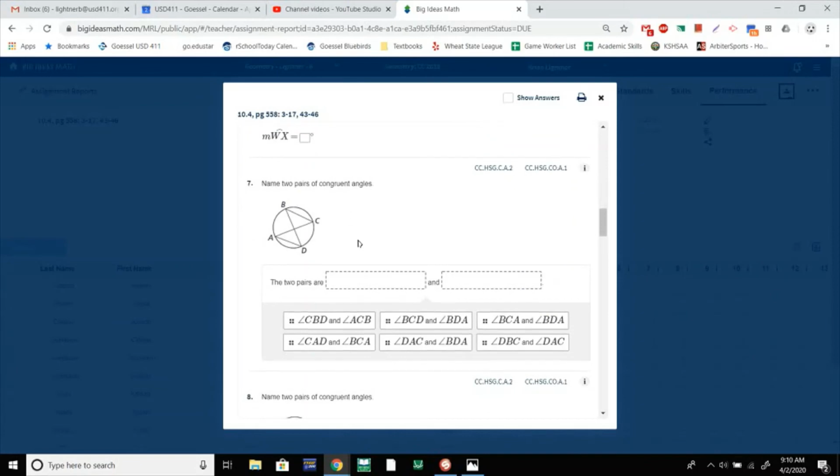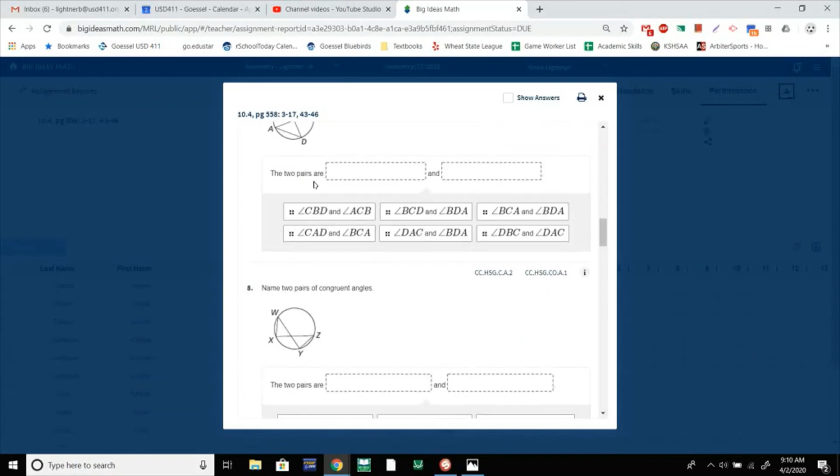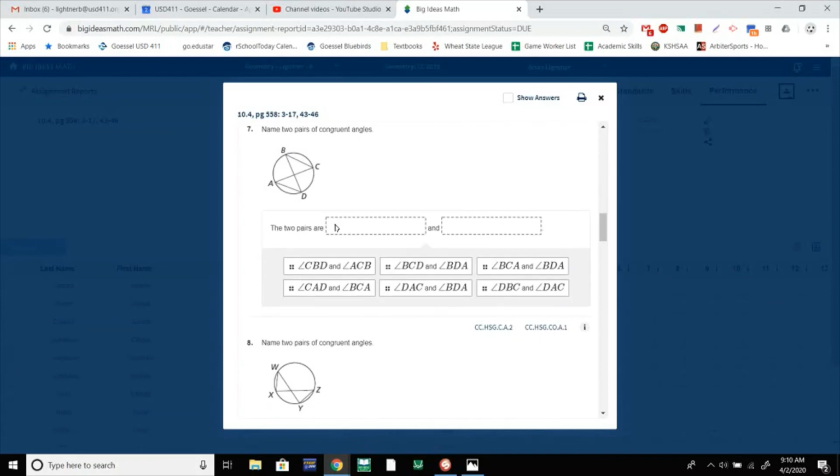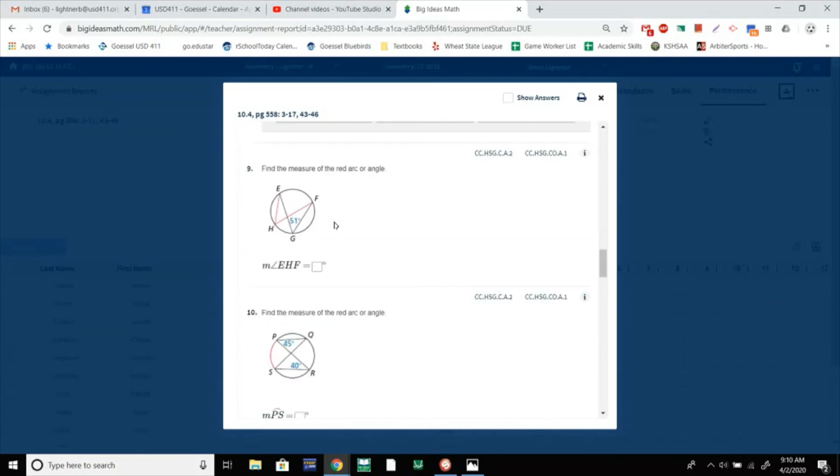2 pairs of congruent angles, we just did that. That is question 7. Okay, 2 pairs of congruent angles. Find the measure of the red arc or the angle. So in this case, the angle. So this is theorem 10.11, inscribed angles of a circle.